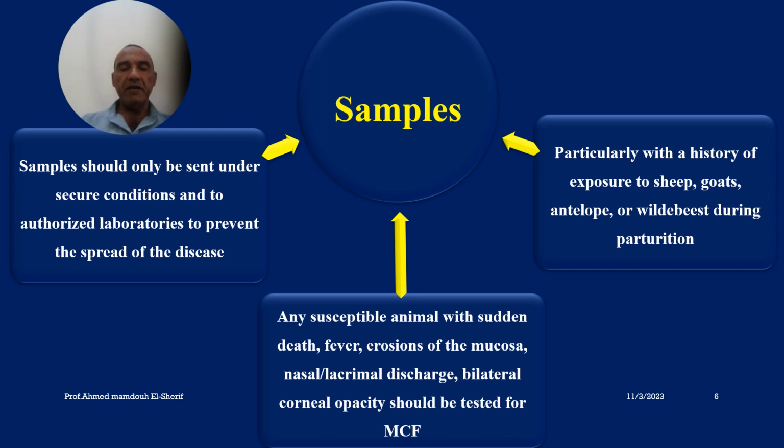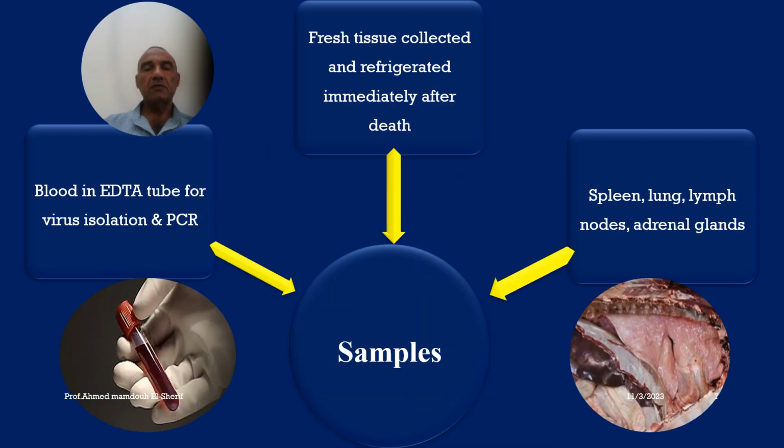Samples taken from any susceptible animal with sudden death, fever, persistence, erosions of the mucosa, nasal and lacrimal discharges, bilateral corneal opacity should be tested for malignant catarrhal fever disease, particularly with a history of exposure to sheep, goats, antelope, or wild beasts during parturition. Samples are blood in a tube for virus isolation and PCR tests. Fresh tissue collected and refrigerated immediately after death for histopathological examination.